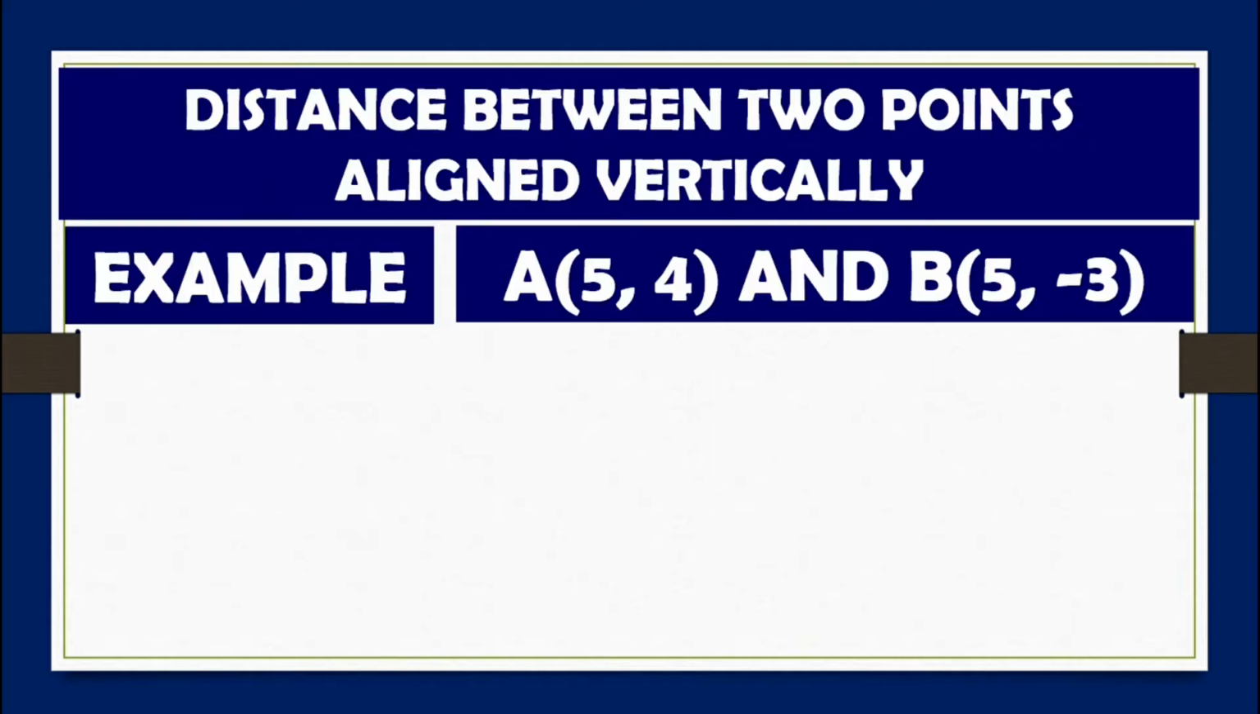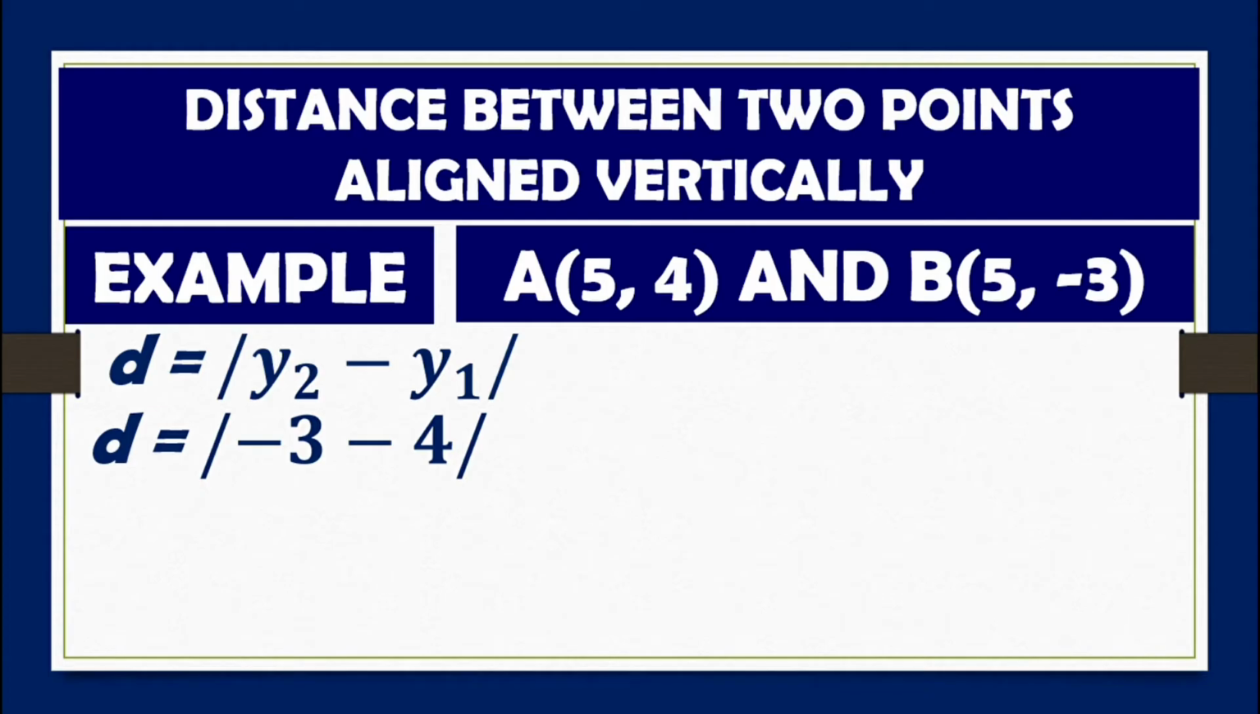Let's have some of the example. Here, point A has coordinates 5, 4, and point B has coordinates 5, negative 3. Our x sub 1 is equal to x sub 2. Therefore, the formula to be used is distance is equal to the absolute value of y sub 2 minus y sub 1. By substitution, y sub 2 is equal to negative 3 and y sub 1 is 4. To simplify, D is equal to the absolute value of negative 7.